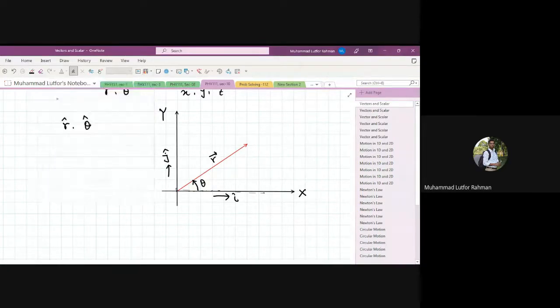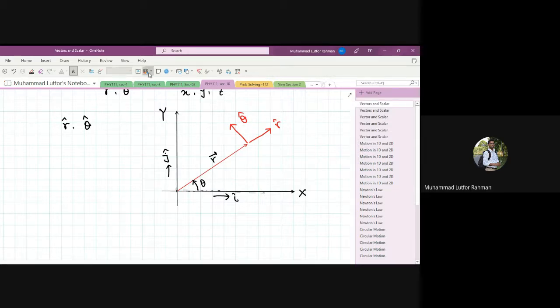Using that analogy, I can say the direction of r hat would be in the incremental direction of r. That's why this would be the direction of r hat, and the incremental direction of theta is theta hat, because theta is increasing towards counterclockwise, right? So r hat would be in the increasing direction of the r vector, and theta hat would be in the increasing direction of theta, which is the counterclockwise direction. So that would be the direction of unit vectors r hat and theta hat in the polar coordinate system.